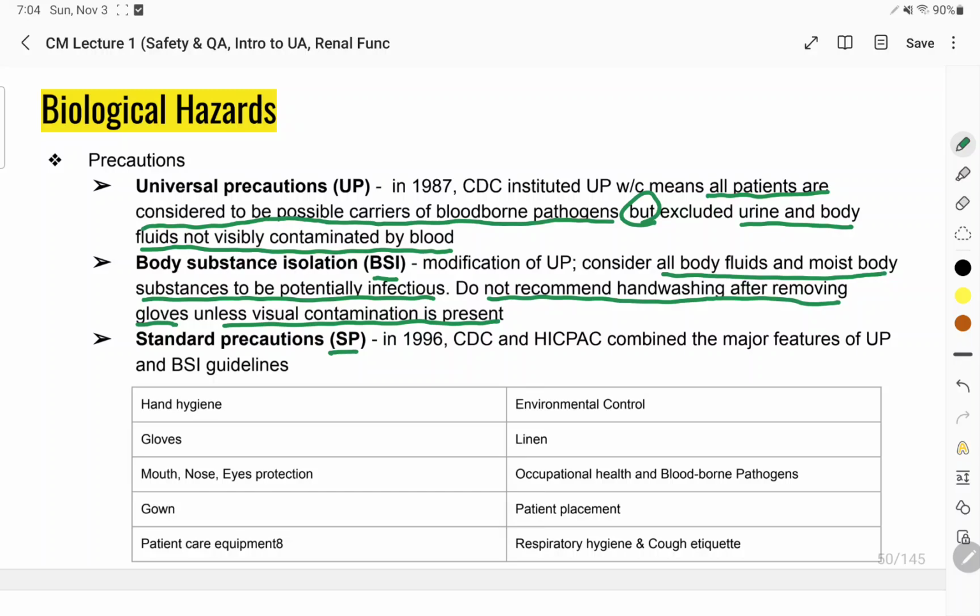And also occupational health and bloodborne pathogens. So gina-identify unsa man ang mga pathogens that can cause occupational health and bloodborne disease. Also patient placement, sa pagplastar sa pasyente. And also respiratory hygiene and cough etiquette. So katong yun ako ganina, no?